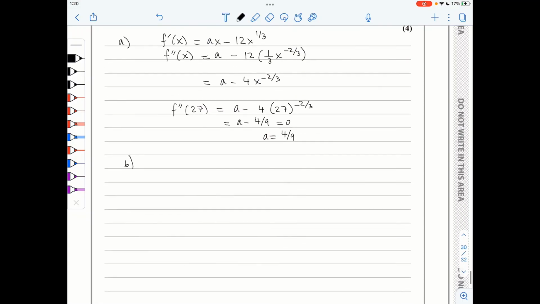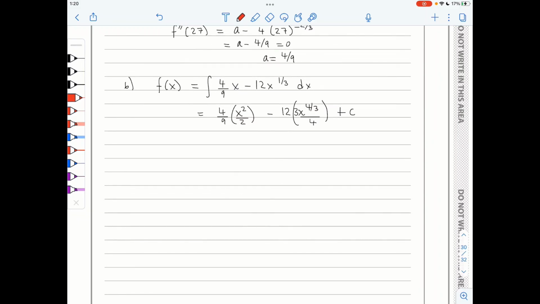Now for part B, we need to find f of x. So I will start by integrating f dash of x. So it's the integral of 4 over 9 x minus 12x to the 1 over 3 dx. We increase the power by 1, dividing by the new power. So it's going to be x squared over 2 minus 12x to the 4 over 3 over 4 over 3 plus c. Do not forget the constant of integration.